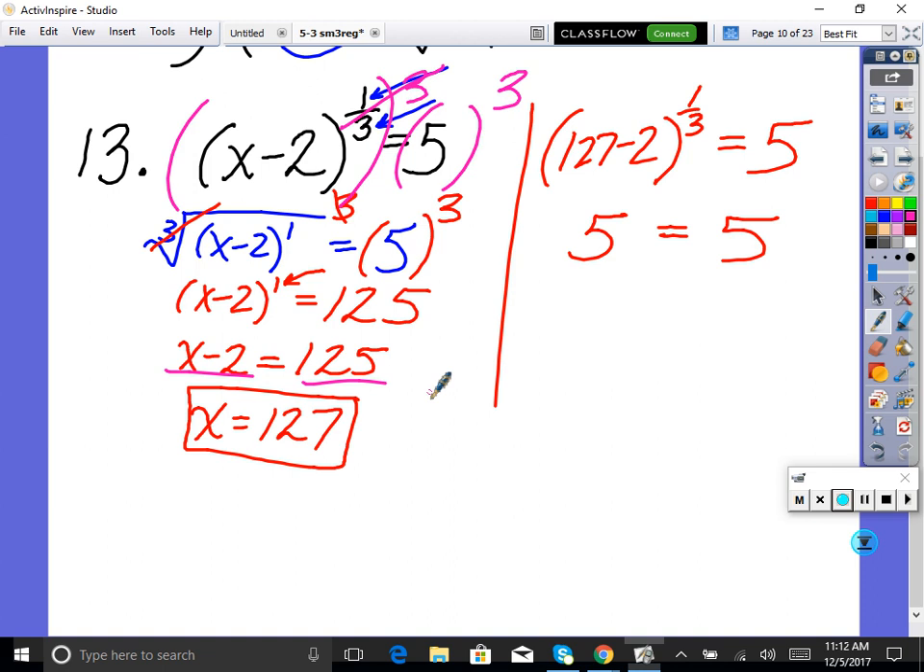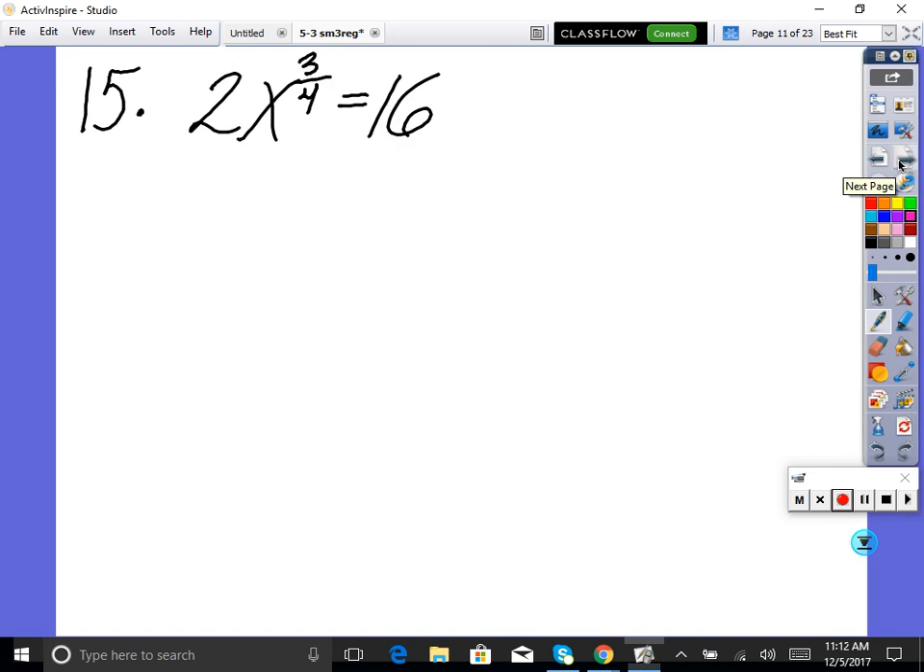Let's do another one. 15. This one gets people. Here is why. People will treat this like this. There is a huge difference between 2x all to the 3/4 power equals 16. Remember how on day 1 I made such a big deal about parentheses? It's for this reason. If you rewrite this as this, you're going to be wrong.